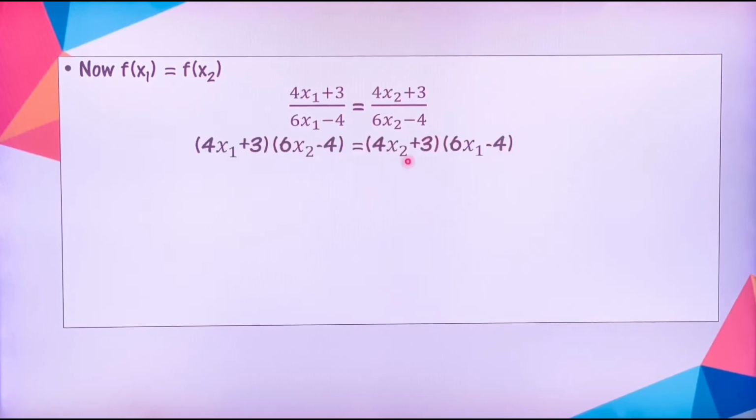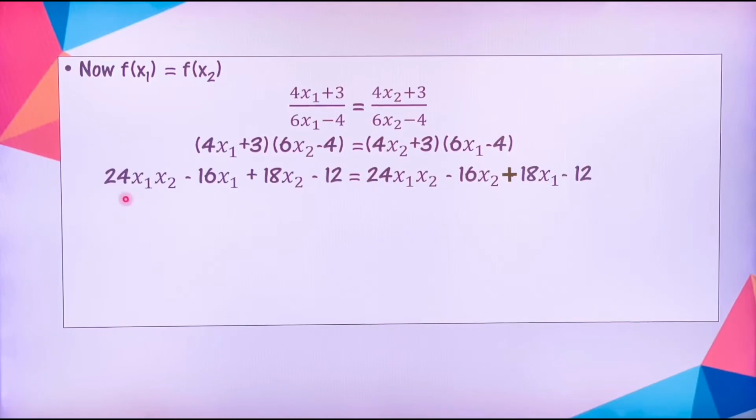By cross multiplication we get (4x1 plus 3)(6x2 minus 4) equals (4x2 plus 3)(6x1 minus 4), which implies 24x1x2 minus 16x1 plus 18x2 minus 12 equals 24x1x2 minus 16x2 plus 18x1 minus 12. Now we get negative 34x1 equals negative 34x2, which implies x1 equals x2. Therefore, f is one-one.